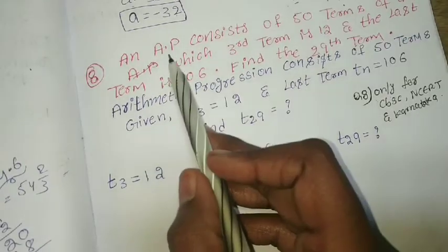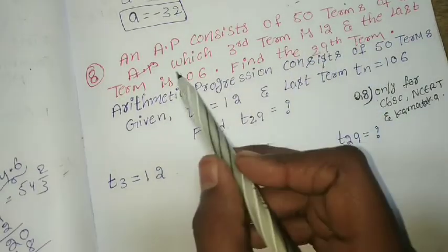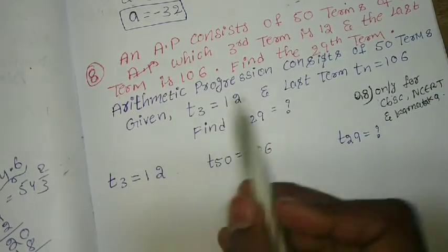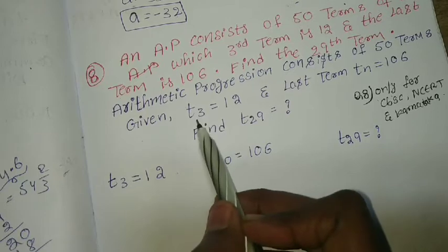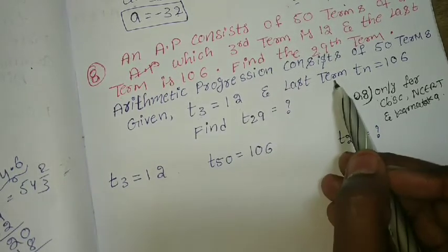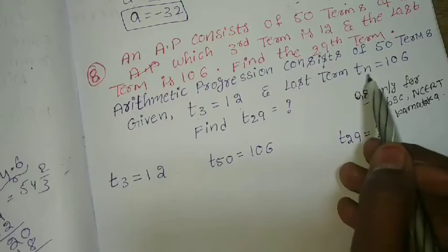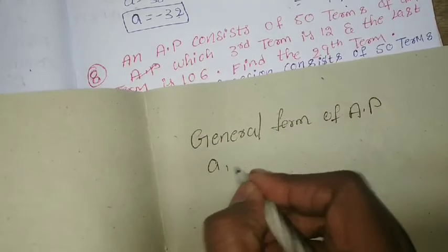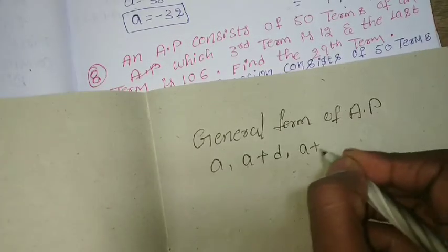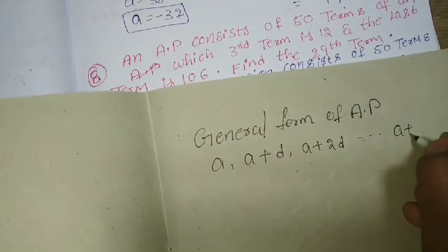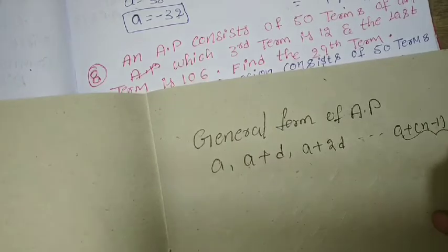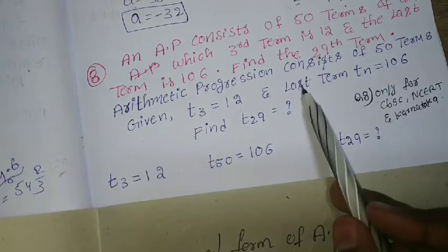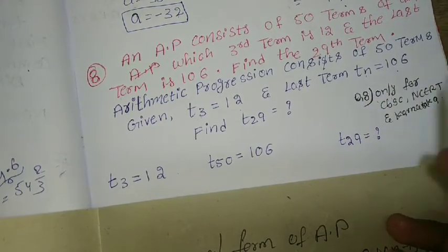What they given here: the arithmetic progression consists of 50 terms, of which the third term is 12 and the last term is 106. So we write here T3, that means term 3, is equal to 12, and the last term, that is Tn. Why did I write Tn? Everyone knows the general form of an arithmetic progression: a, a plus d, a plus 2d, and so on, a plus (n minus 1) into d. This is the last term, that is the nth term. So the last term Tn is equal to 106.